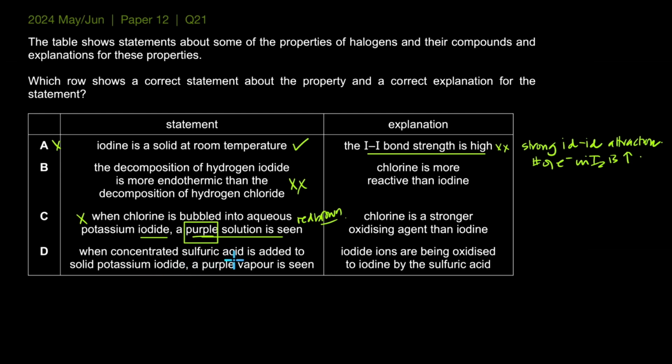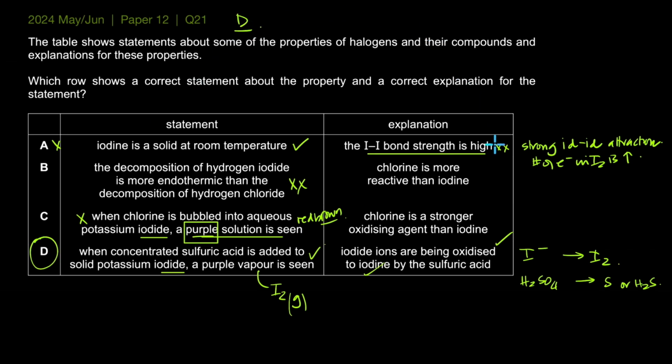Then the fourth statement, when conc. sulfuric acid is added to potassium iodide, a purple vapor is seen. That's iodine gas. That is true. Why? Because iodide gets oxidized to iodine and H2SO4 gets reduced to S or H2S. Because iodide is a reducing agent, it will reduce sulfuric acid, but itself will get oxidized to iodine. Yep. So that is your answer. That's correct for this question.